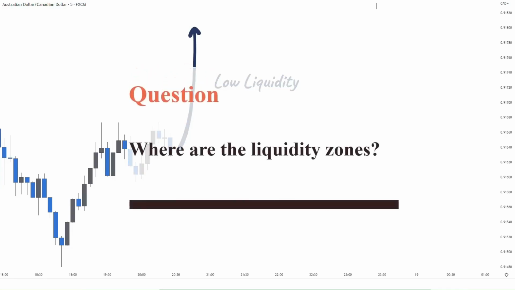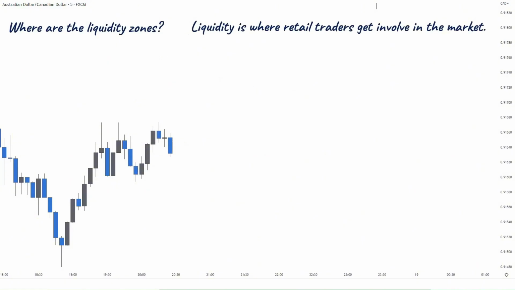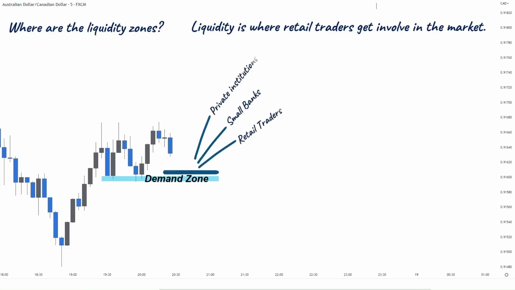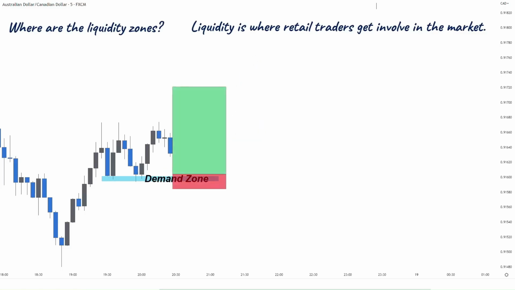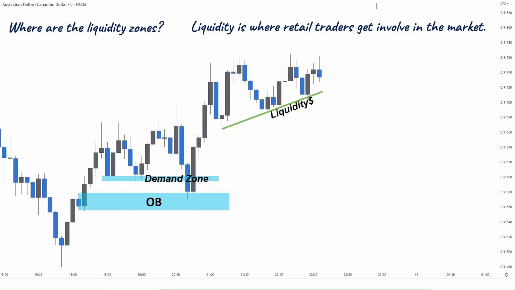So, the question is, where are the liquidity zones? Liquidity is where retail traders get involved in the market. We know that if price makes it to this demand zone, traders will get involved with buying pressure, and it is not just retail traders. It could be small banks, private institutions, etc. So if they place buying orders here, their stop losses are sells. Hence, the liquidity zone is below this demand zone and the condition is ready for the company to grab the liquidity, and then the price makes a sharp move to the upside.